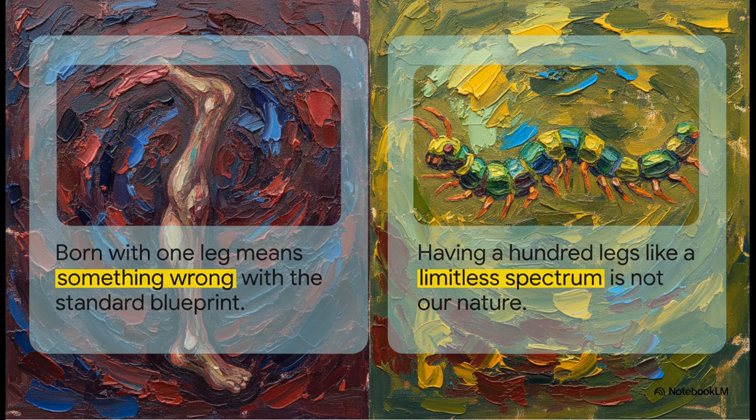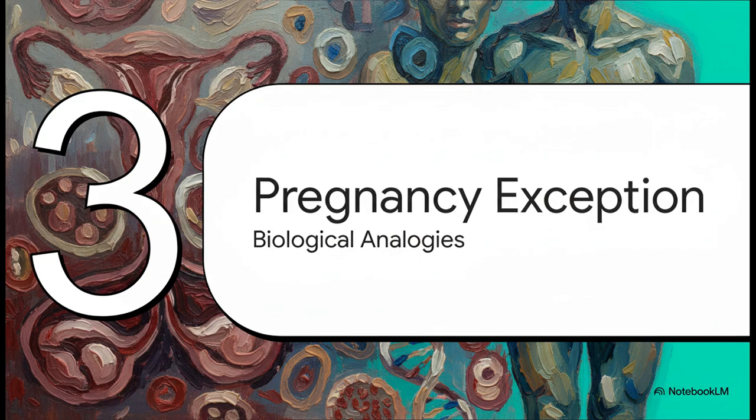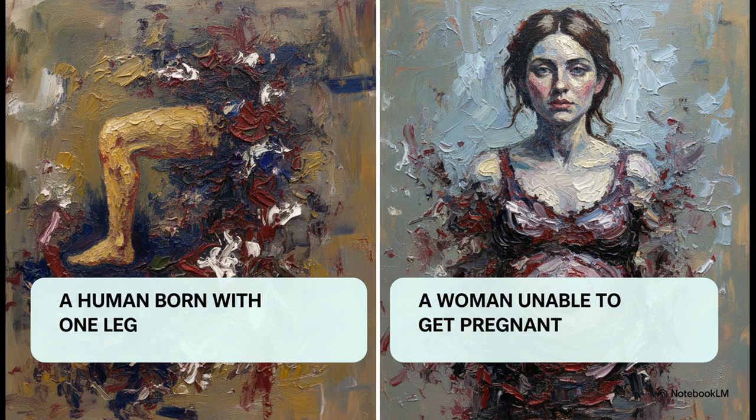Well, the speaker argues no, absolutely not. Being born with 1 leg doesn't erase the bipedal nature of humanity. Instead, it indicates an anomaly. It signifies that something went wrong with that standard blueprint, not that the blueprint itself is a spectrum. That brings us to Part 3, the pregnancy exception. Now let's see how this builds into the core of the speaker's argument regarding gender and biology.